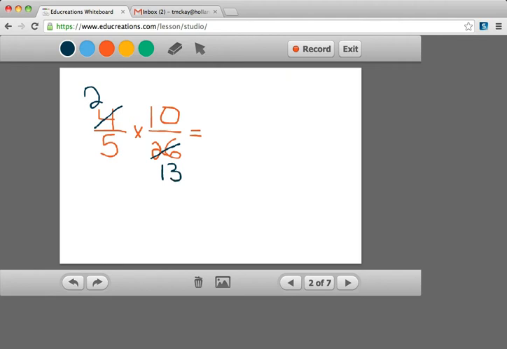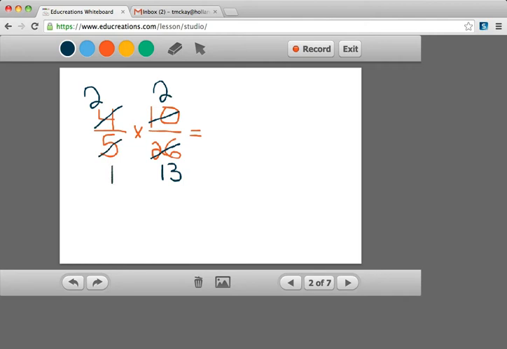Next, you want to see if 5 and 10 are factors, or if you can find a common factor between the two numbers. Can 5 go into 10 evenly? 5 can go into 10 evenly. How many times? 2 times. How many times does 5 go into 5? 1 time.